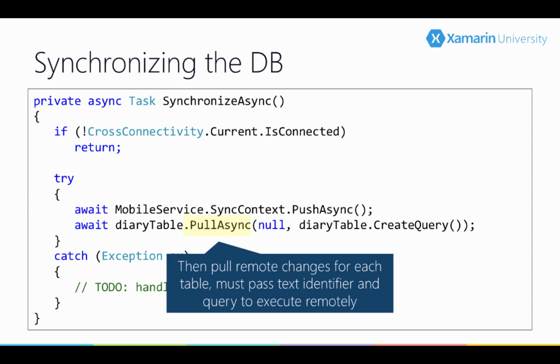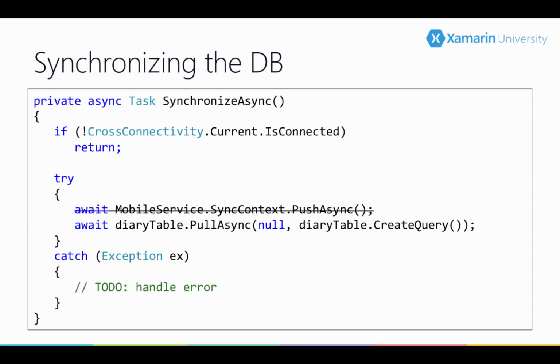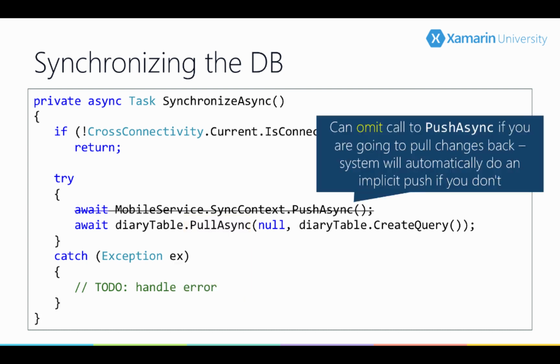If a pull is executed against a table that has pending local updates which haven't been synchronized, the pull will first execute an implicit push on that sync context. This helps to minimize conflicts between changes that are already queued and new data from the server. Now it turns out that the call to PushAsync is redundant in this case.